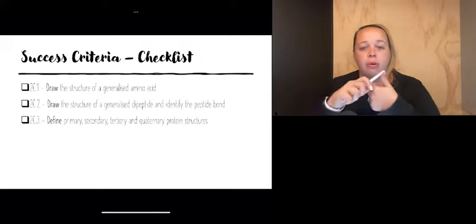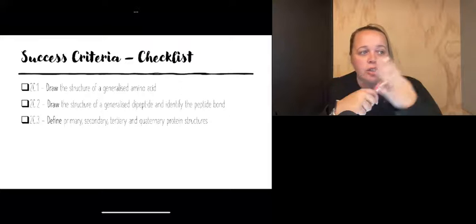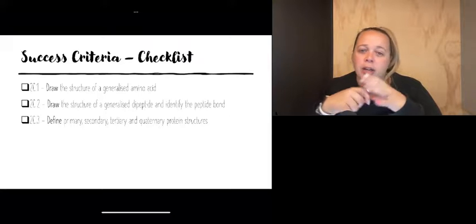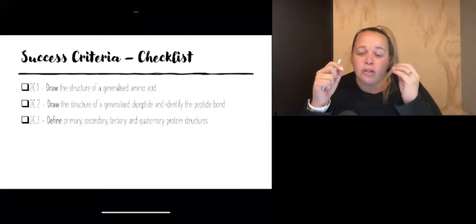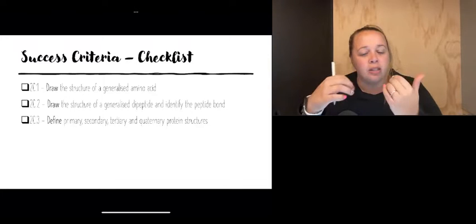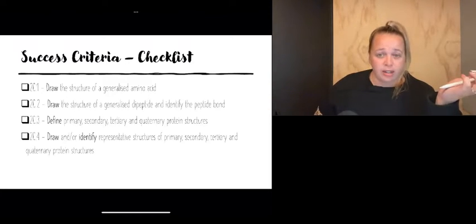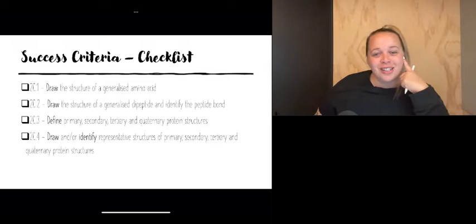We're going to look at primary, secondary, tertiary, and quaternary protein structures. And then we're going to be able to look and either draw, but mostly just identify each one of these structures from a diagram. And so that's all we're going to cover in this little subsection.